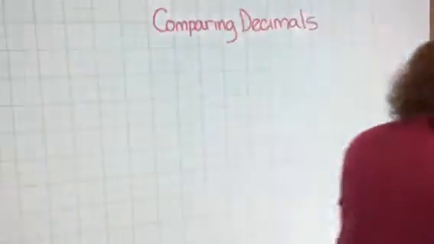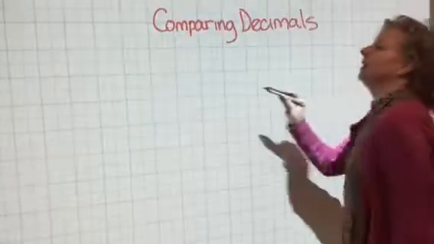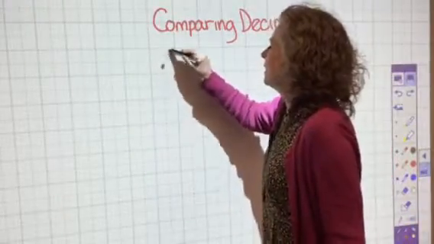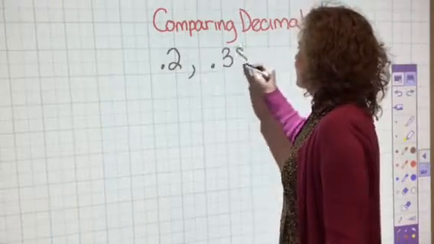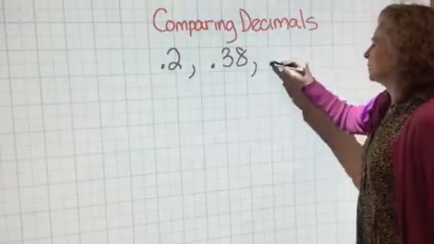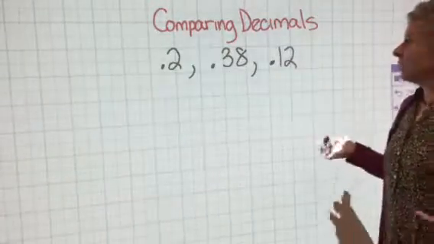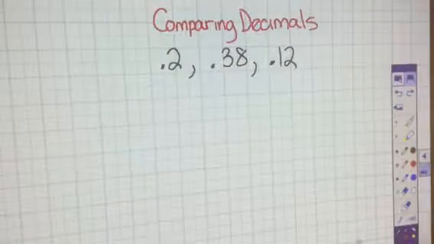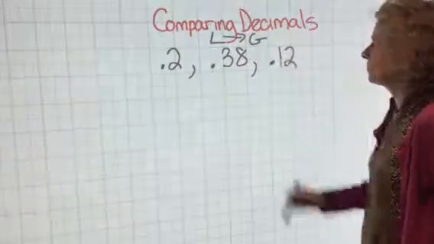This says comparing decimals because really we are still comparing, but we're comparing more than two. So this is when we call it ordering decimals. So if I have some decimals, I picked 3 of them, and I want to put them in order from least to greatest.